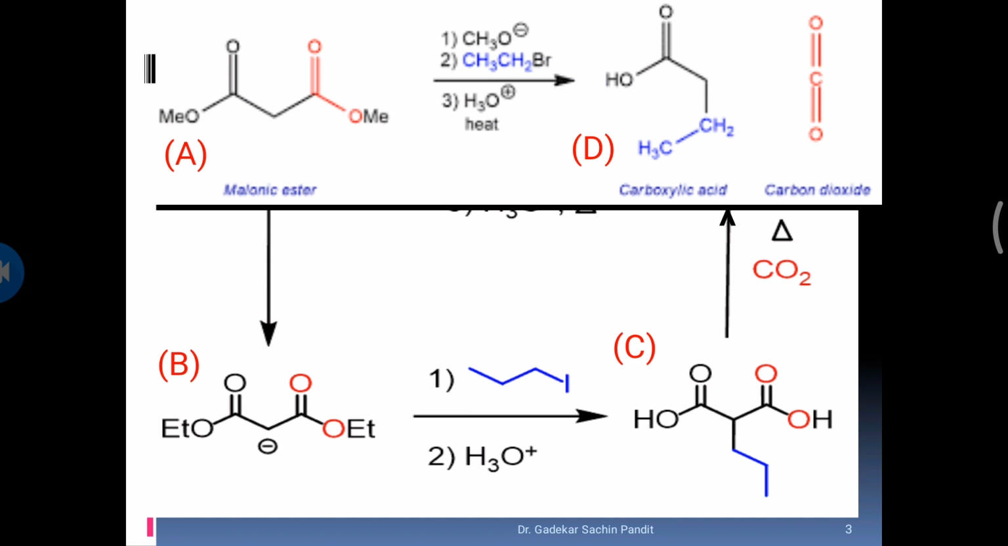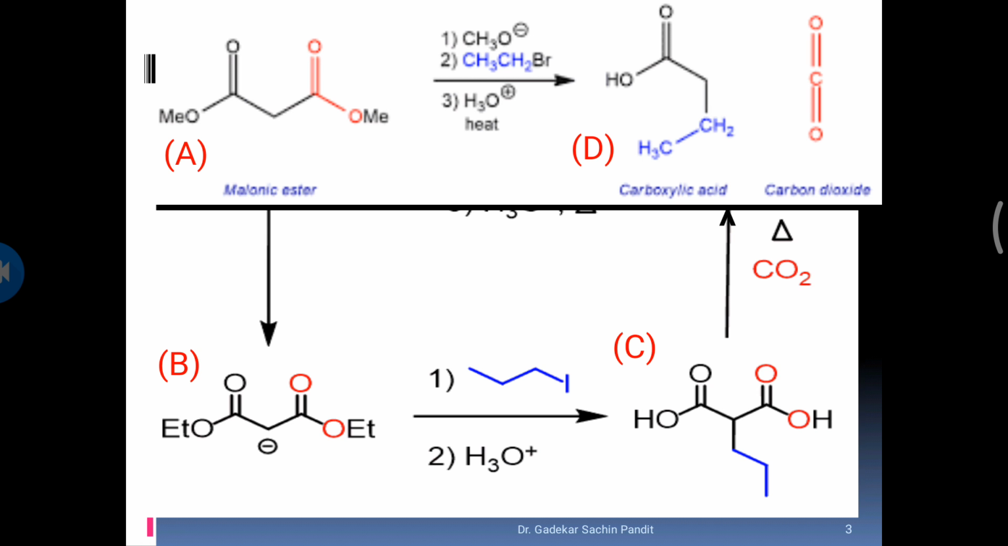Now the synthetic application of malonic ester. In the first reaction, conversion of compound A to B: compound A reacts first with sodium methoxide to form the anion of malonic ester, and then this anion reacts with ethyl bromide in the first alkylation reaction, followed by hydrolysis to form an acid, and this acid decomposes when heated.